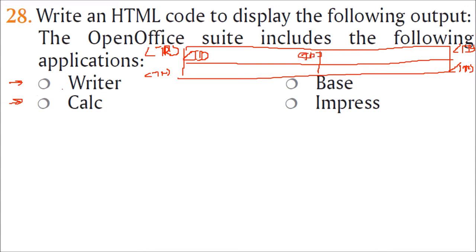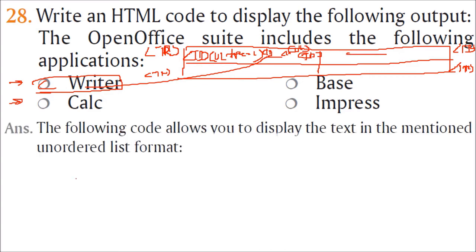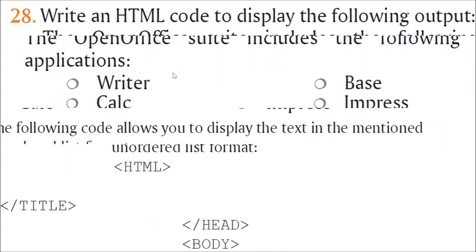Inside this, because you have to write this, it is an unordered list, so you have to start a UL, and inside this you have to give type equal to circle. So type is equal to circle, then end. Inside this you have to write an LI, and the writer here, and then you have to close the UL, the unordered list. Same for the others.